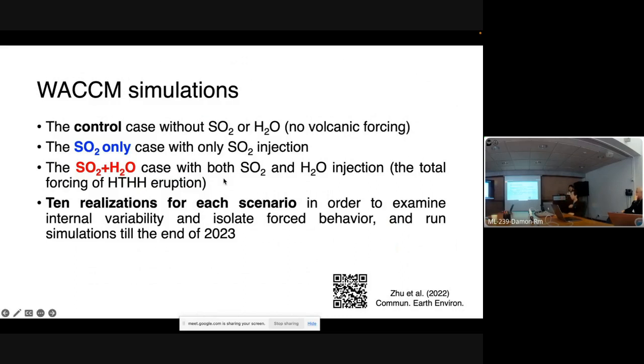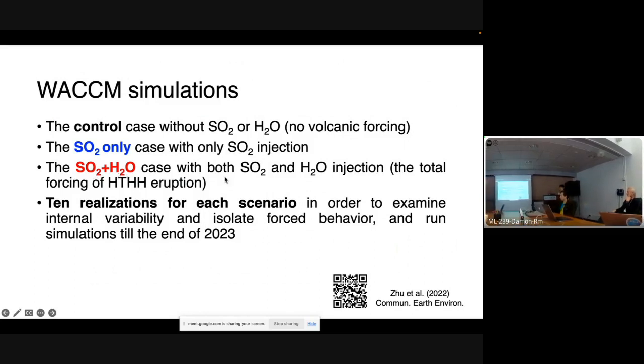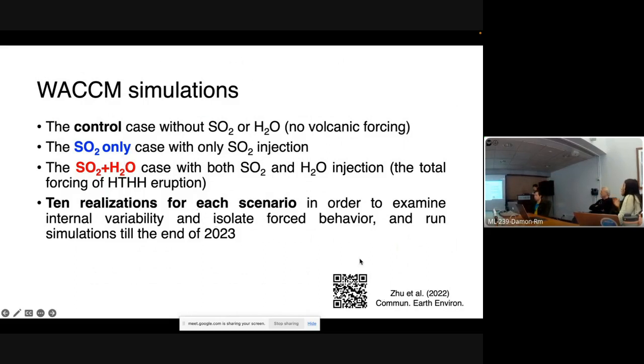In total, we have three experiments. One control case, one SO2-only case with only the sulfate aerosol influence, and one SO2 plus water case with both SO2 and water injection, which mimics the total forcing due to Tonga. For each experiment, we also have 10 samples for statistics. You can find more details in our paper here.